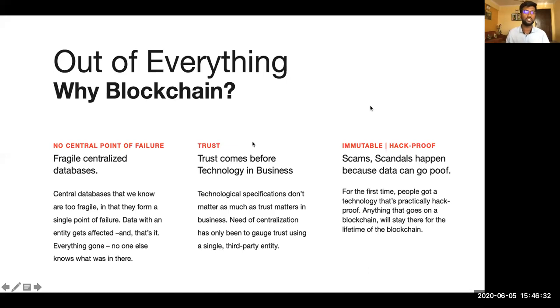So that's where the hack-proof nature of blockchain comes from, because when one transaction is put into the blockchain, a lot of work goes into it.